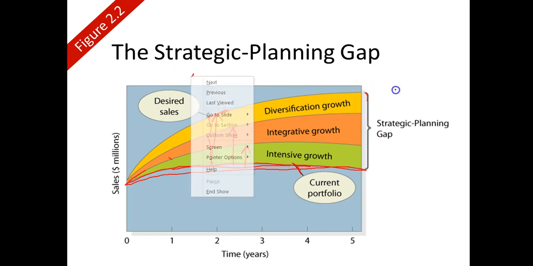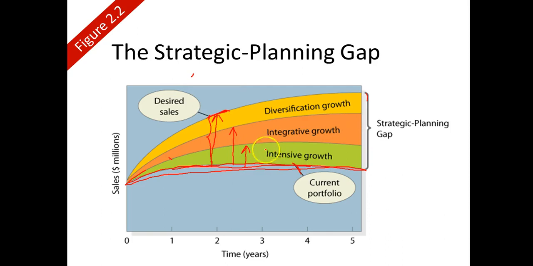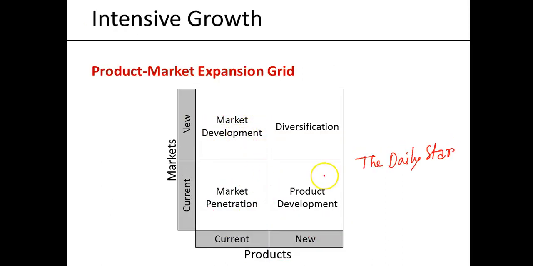So how many growth opportunities do we have? We have intensive growth, integrative growth, and diversification growth. We'll discuss each one by one. Now I will discuss intensive growth with an example which is my favorite. This is the most famous English daily in Bangladesh, the Daily Star. We'll see how the Daily Star, if they want to grow intensively, can do it in their current product and market expansion opportunities.